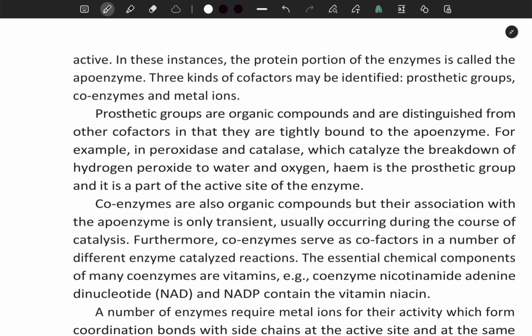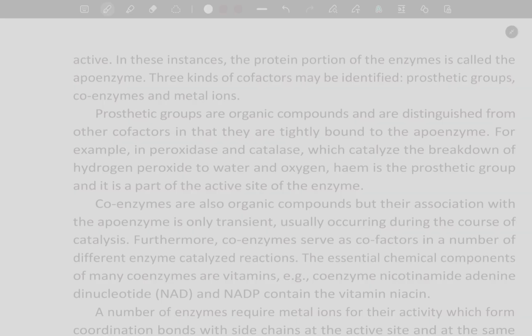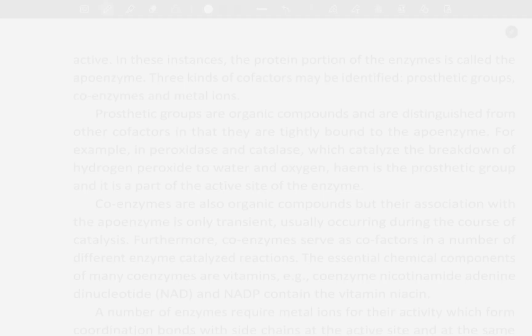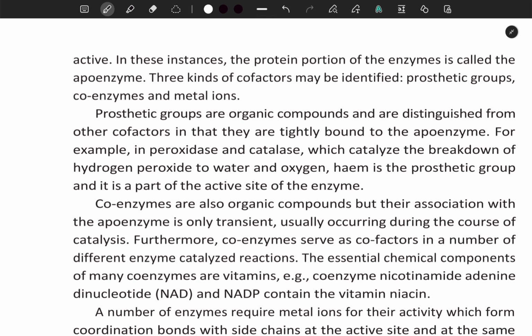For example, in peroxidase and catalase, which catalyze the breakdown of hydrogen peroxide to water and oxygen, heme is the prosthetic group and it is a part of the active site of the enzyme. Coenzymes are also organic compounds, but their association with the apoenzyme is only transient, usually occurring during the course of catalysis. Furthermore, a coenzyme serves as a cofactor in a number of different enzyme-catalyzed reactions. The essential chemical components of many coenzymes are vitamins. For example, the coenzymes nicotinamide adenine dinucleotide NAD and NADP contain the vitamin niacin.